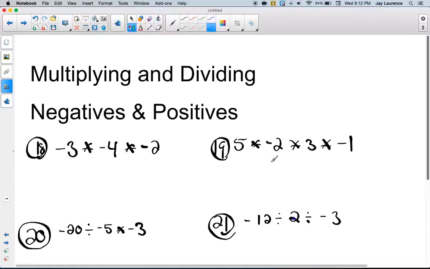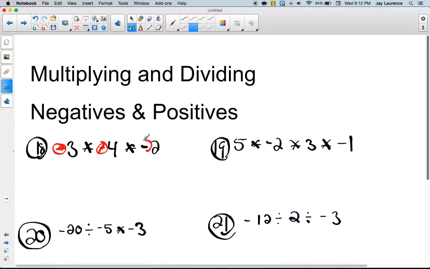All right, so check this out. We're going to try something different here. I've got this big, long multiplication problem, right? Negative 3 times negative 4 times negative 2. Every time I get a negative, I'm going to circle it. Negative 3 times negative 4. And every time I get 2, I'm going to cancel them out.